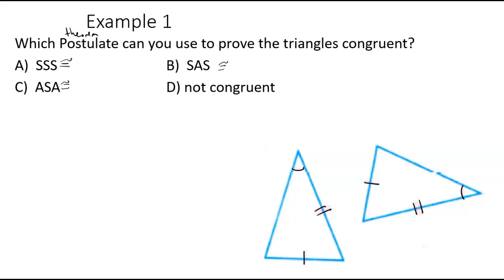So based on this, I'm going to go through process of elimination. Side, side, side cannot be it because I don't know my third side. Angle, side, angle: I don't have 2 angles, so it can't be that one. Side, angle, side: now I do have 2 sides, but notice that my angle is not in between. It needed to be here, right? So that leaves D. This is not congruent.